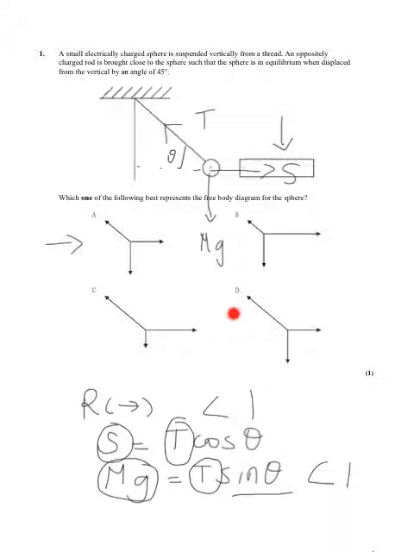So what does this tell us about sizes? Well, if T has to be multiplied by cosine theta, which is always going to be less than 1, then T must be greater than S. Similarly, if T has to be multiplied by sine of the angle, which is always going to be less than 1, then T must be greater than the weight. So therefore, we need a diagram which shows that T is the larger force.